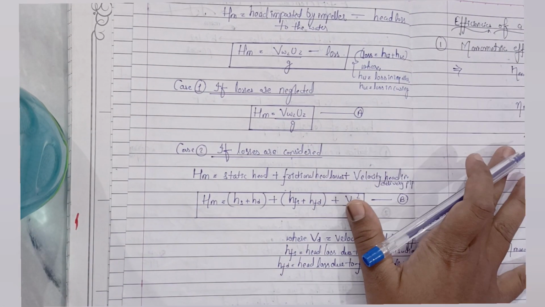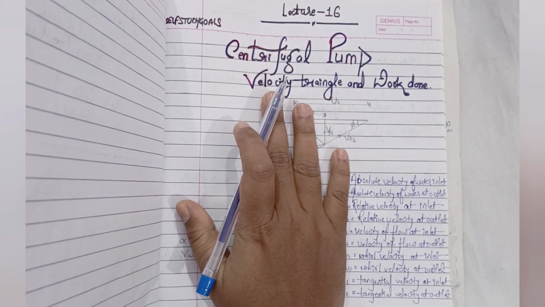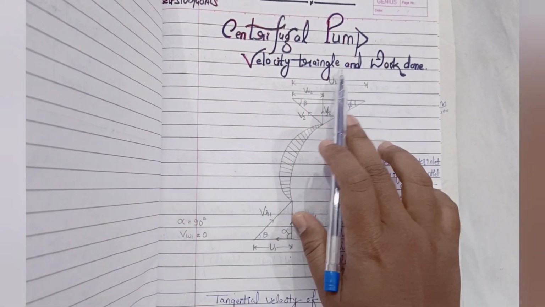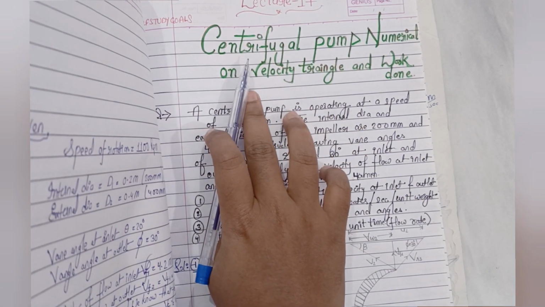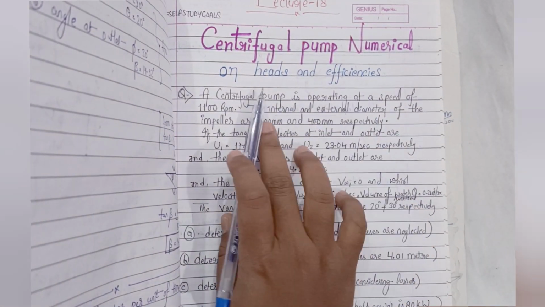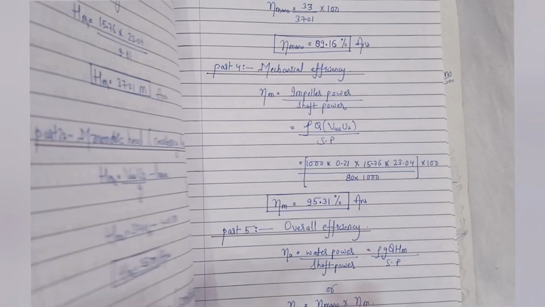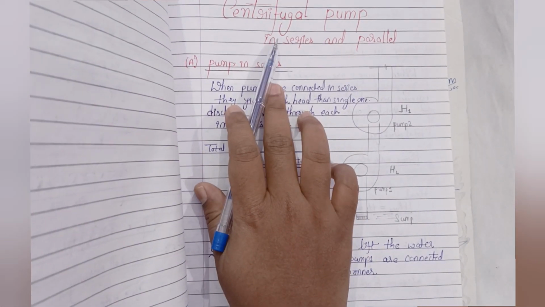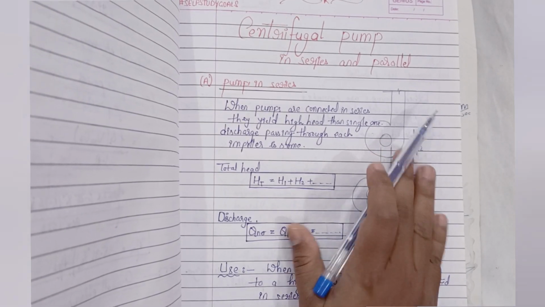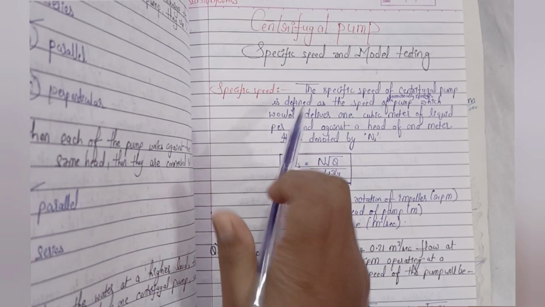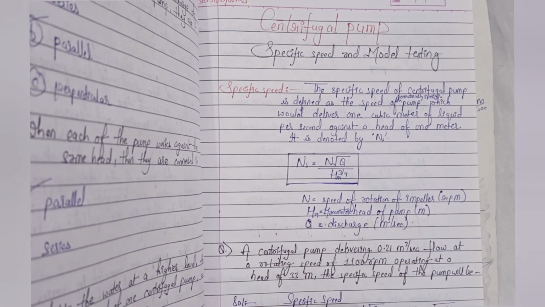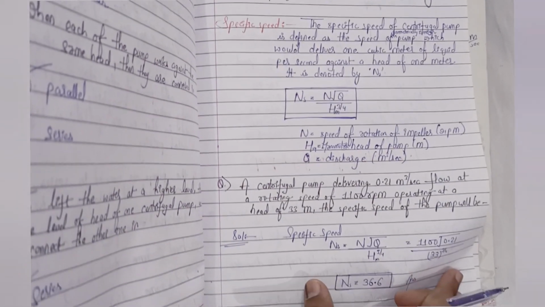We will see the numerical of it. In the upcoming lectures, we will see the centrifugal pump velocity triangle and work done, numerical on centrifugal pump velocity triangle and work done, and we will also see centrifugal pump numerical on head and efficiencies. We will see the centrifugal pump in series and parallel connection with its MCQs, and we will also see the centrifugal pump specific speed and model testing with numerical.